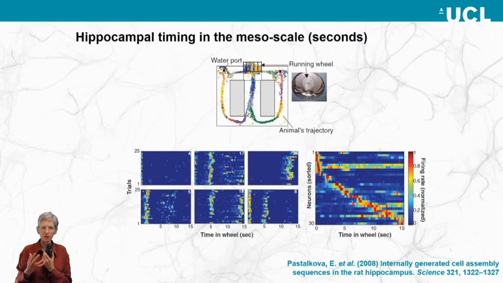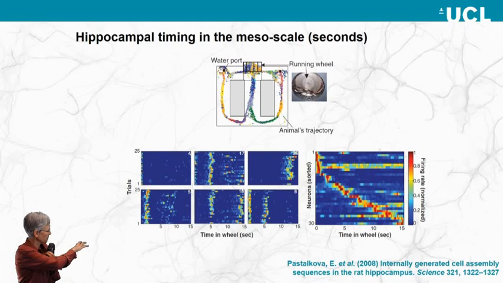And the interesting observation was made during the time when the rat was in the running wheel. So it's not moving through space. But what she found was that place cells nevertheless would become active, and they would become active in sequences that reflect the sequences in which they appear on the track, and at specific times during the time interval.